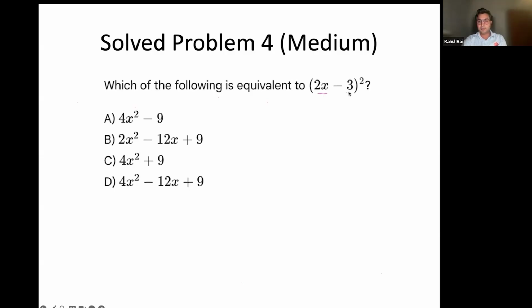Okay, let's move on to a medium hardness problem. This is A and this is B. This term is (A minus B) whole square, which is different than A square minus B square. Here A is 2x and B is 3. (A minus B) whole square is different than A square minus B square. In fact, it is A square minus 2AB plus B square, which is completely different than what we have here.